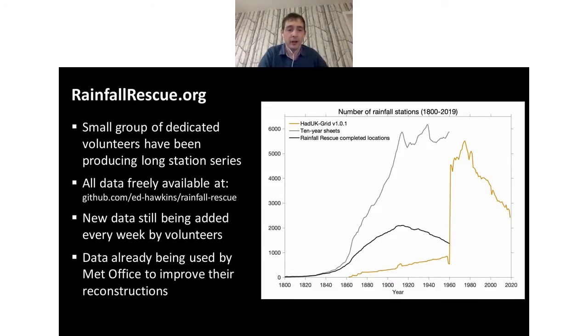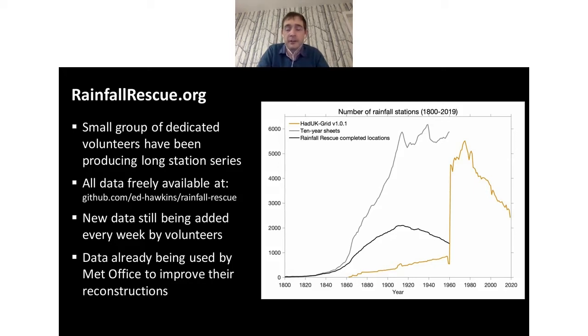And so if we now look at our graph of how many rainfall stations are now going to be available to the Met Office to improve their reconstructions. So in total, there were several thousand 10-year rainfall sheets covering a large period from about 1900 up to about 1960. So that again matches the amount of data available after 1960. There's probably more stations available now before that period.